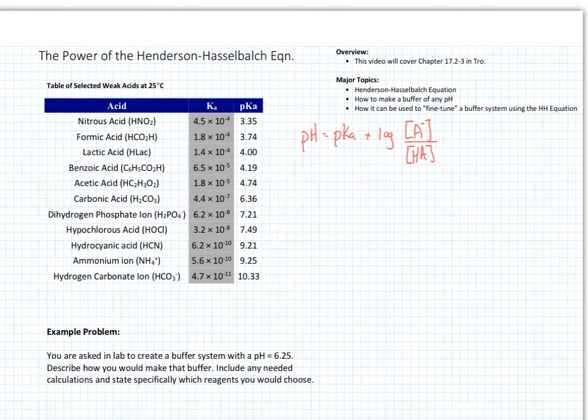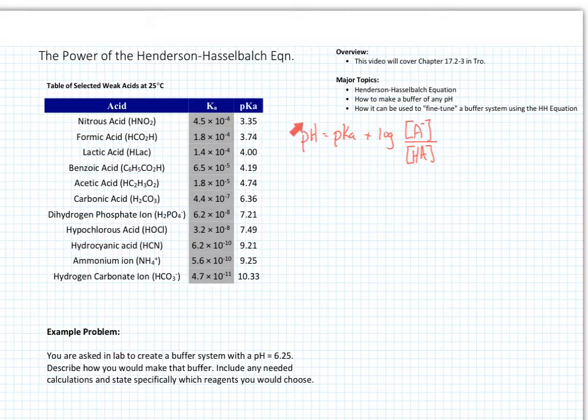I'm going to make a bonus video on how to use the Henderson Hasselbalch equation and why it's such an effective tool. Remember, the Henderson Hasselbalch equation can be used anytime you have a buffer system. So if you have a buffer system, my advice is to use the Henderson Hasselbalch equation.